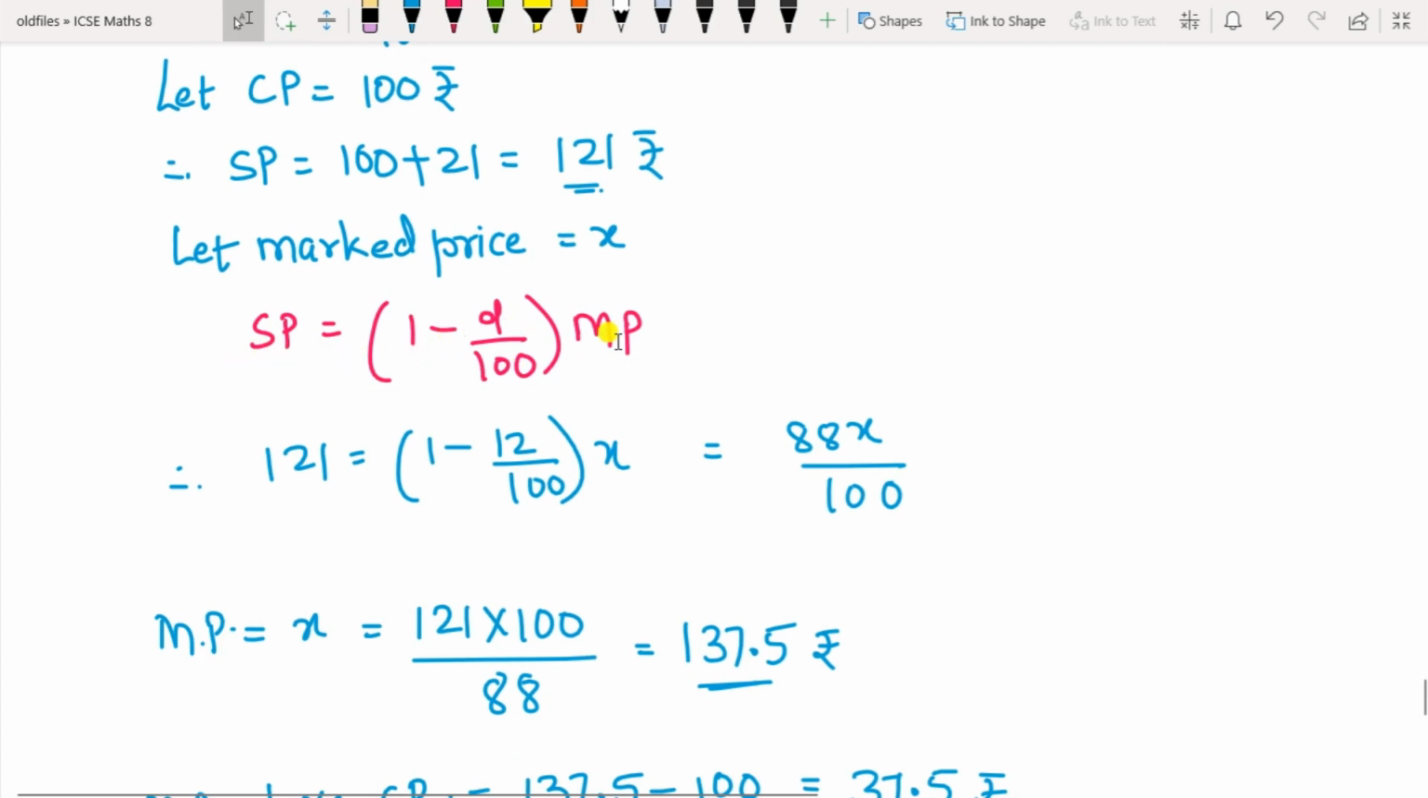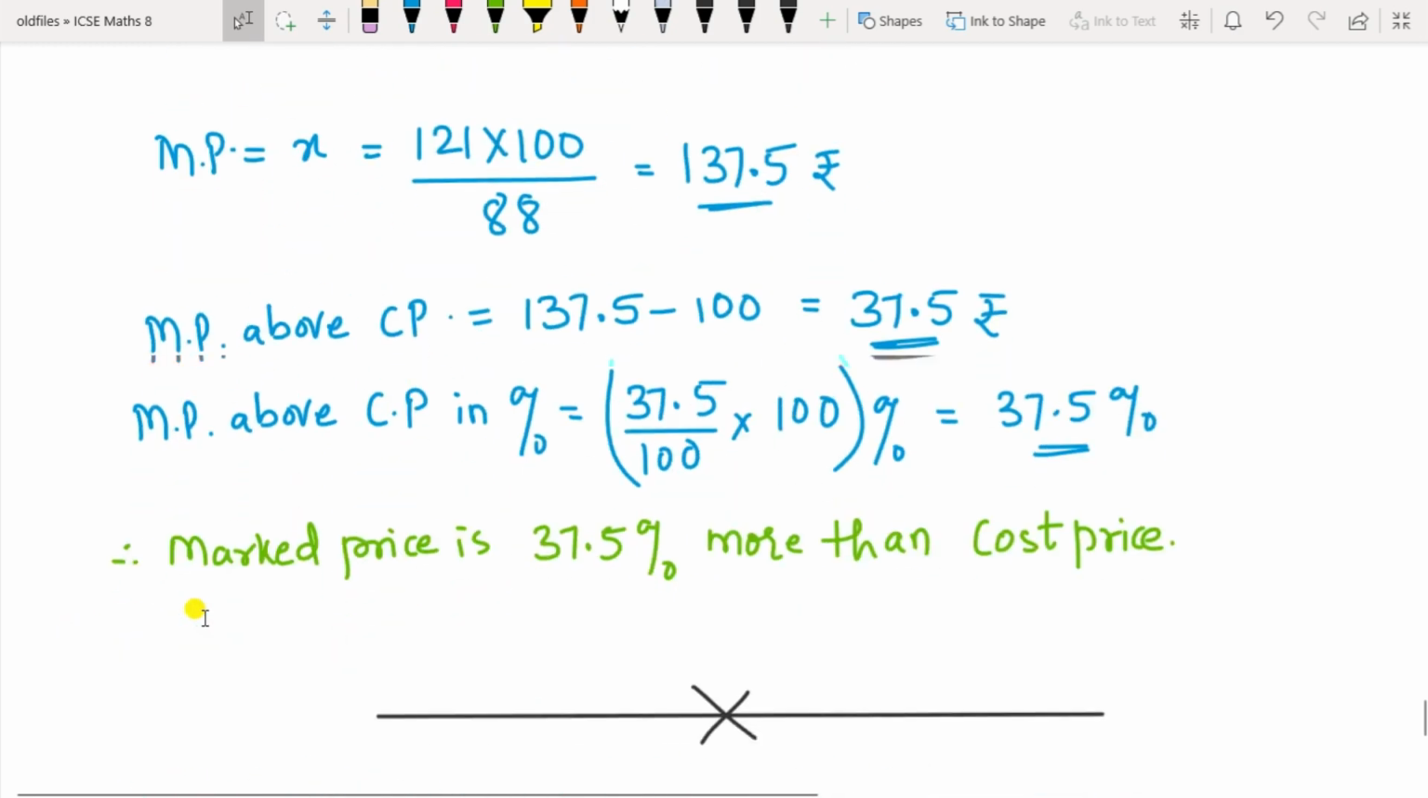So SP will be 1 minus D upon 100 into MP. Substitute values of SP, D and MP as X. So if you solve this bracket, it will be 88X upon 100. So you have to find the value of X. So cross multiply. Therefore MP equal to X, that will be 121 into 100 divided by 88. That you get as 137.5 rupees. That is your mark price.